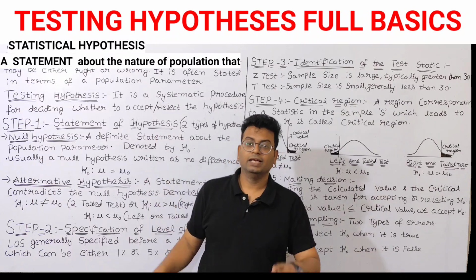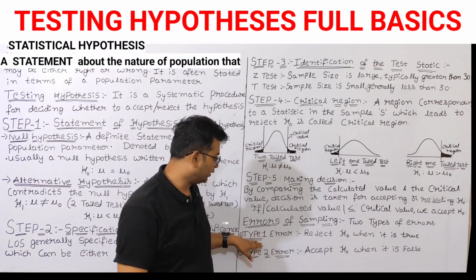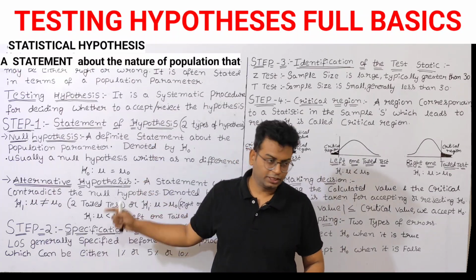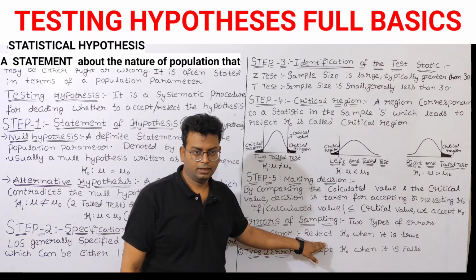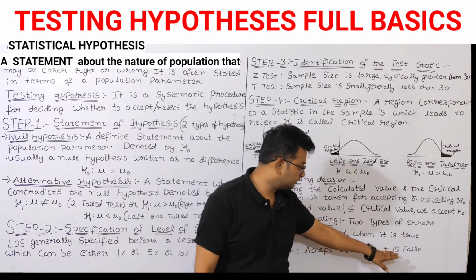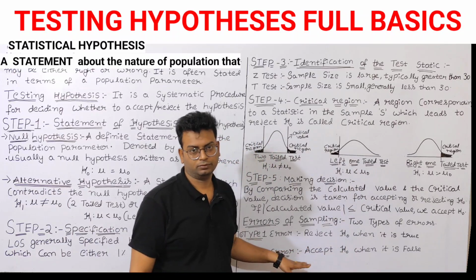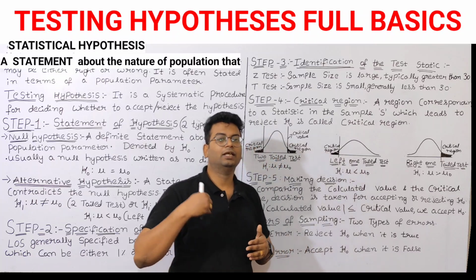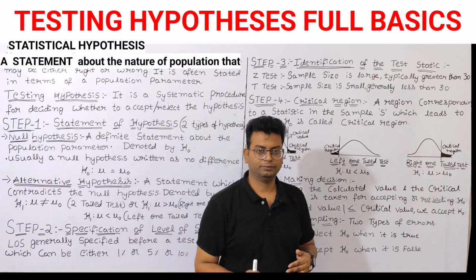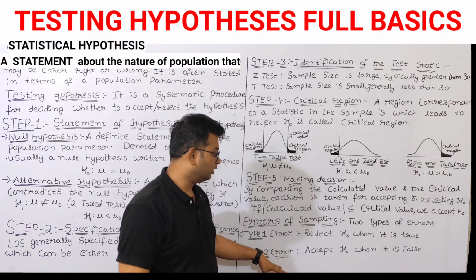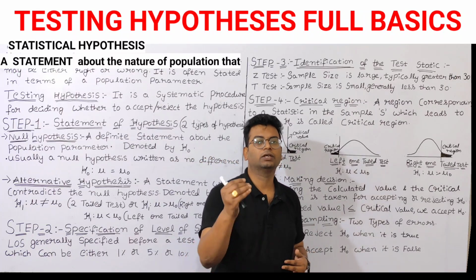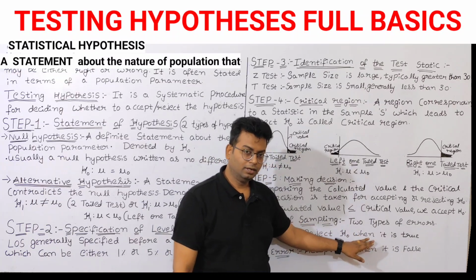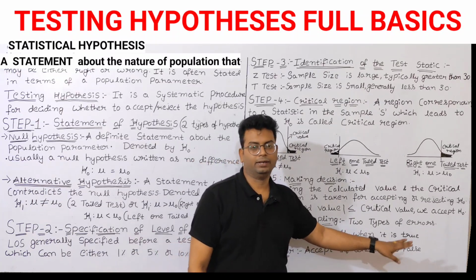And the errors in testing hypothesis. In testing hypothesis, there are two types of error: type 1 error and type 2 error. In type 1 error, even though the hypothesis statement is true, we reject it. In type 2 error, even though the hypothesis statement is false, we accept it. It means in type 1 error, we reject a good person thinking he is bad, and in type 2 error, we accept a bad guy feeling he is a good guy. Is it clear?